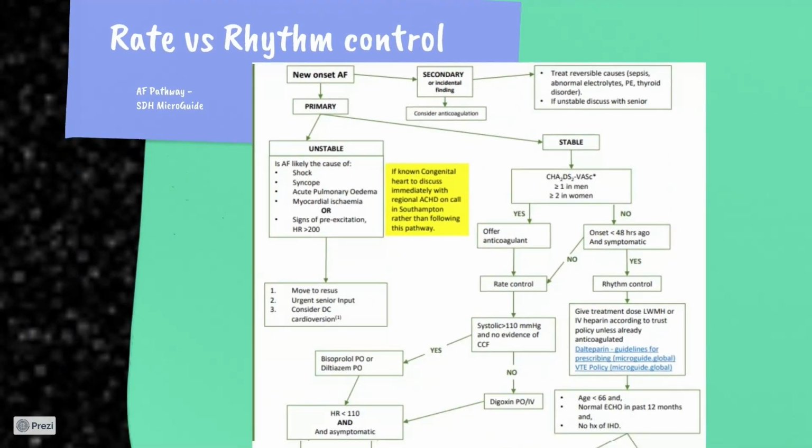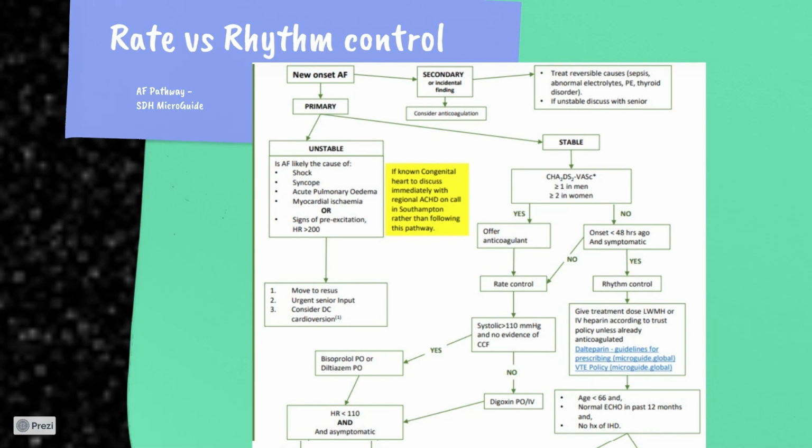So how do you decide between rate or rhythm control? The AF pathway on the Salisbury District Hospital's microguide is quite useful for this. So if we start with new onset AF, we can classify it as primary or secondary. We can think about treating reversible causes. If it's a primary AF, we would look at if the patient is stable or unstable. We've already talked about unstable AF, so now we'll move on to the stable side of the guidelines.